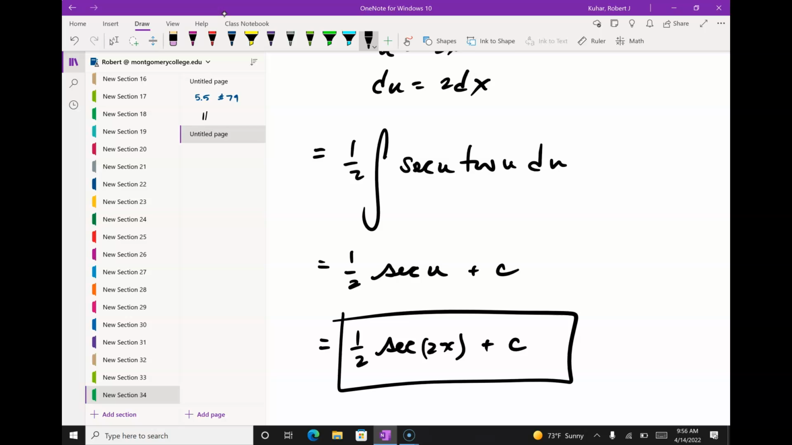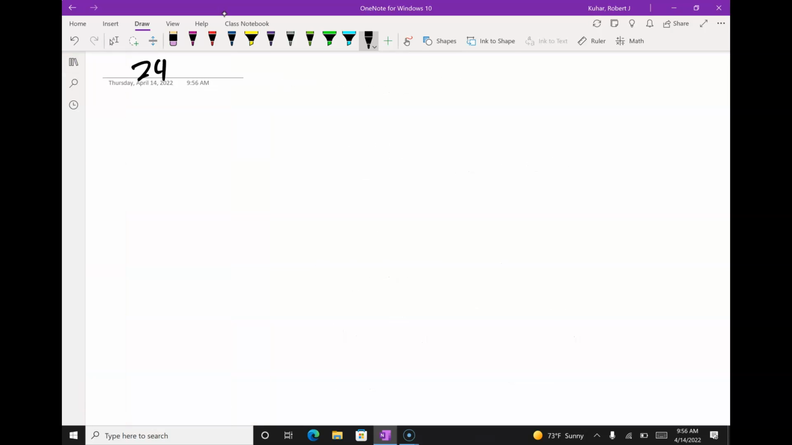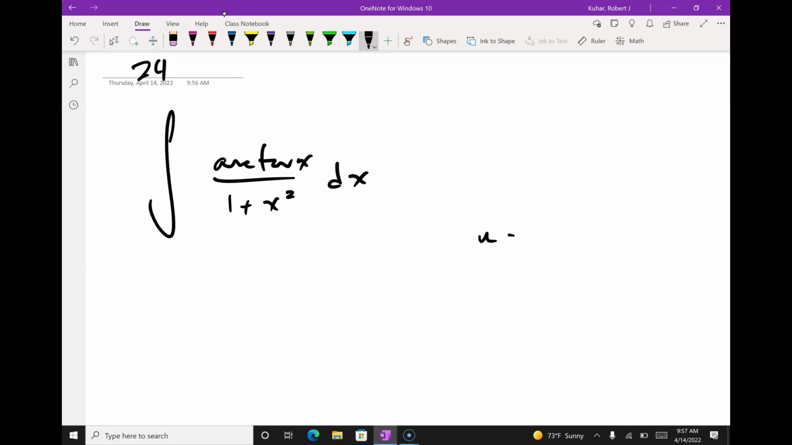Let's do 24. Is that okay if I move on? I've got the integral of the arctan of x over 1 plus x squared dx. You should see it right away. I see a function and its derivative, right? So u is the arctan of x. What's the derivative? 1 over 1 plus x squared dx. I have that. Cool. I have it.